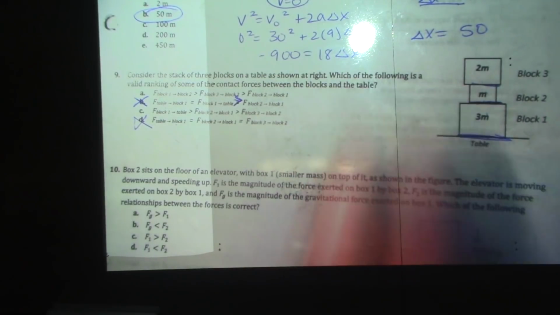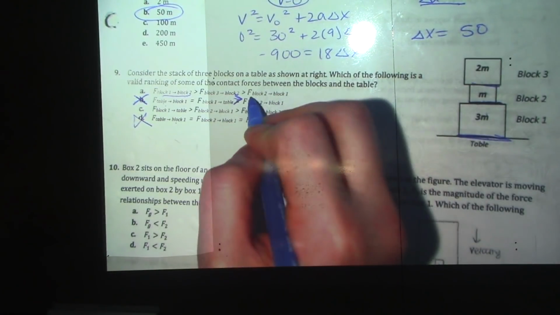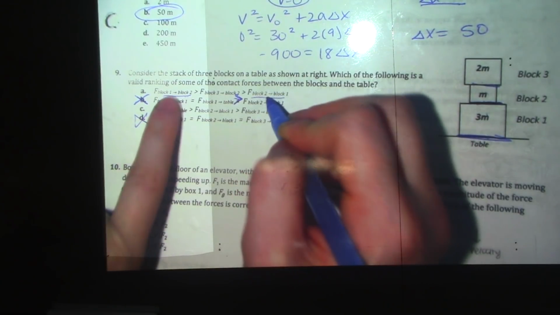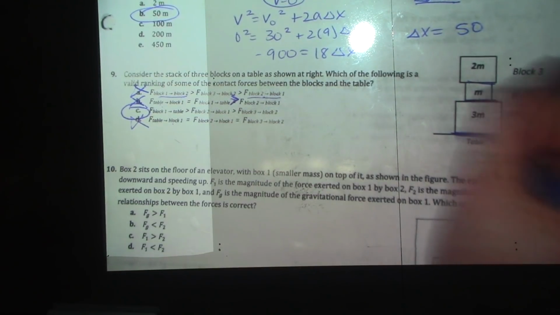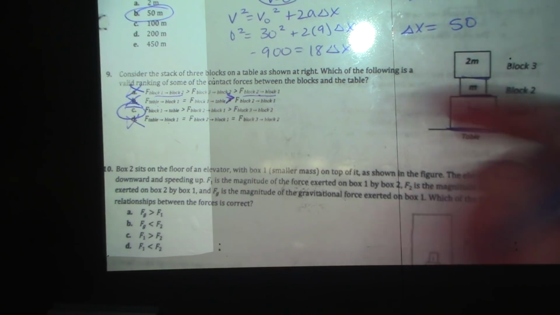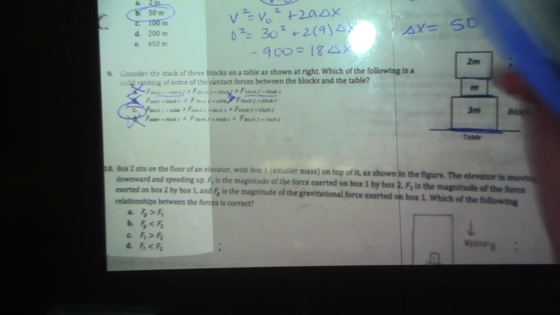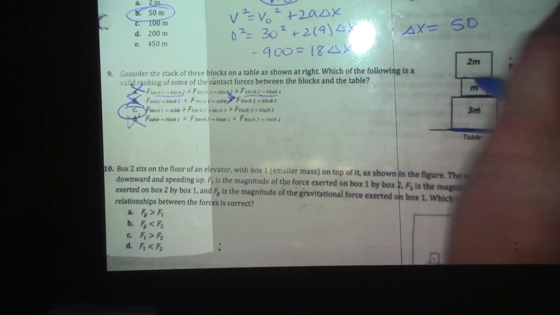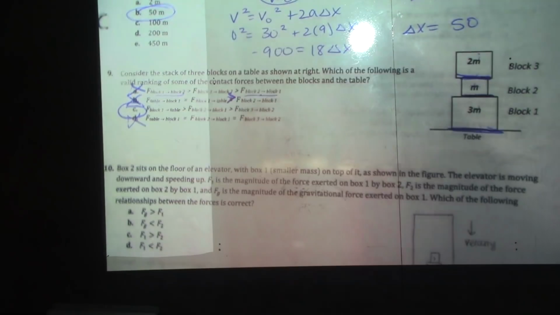We already said for B that they would not be equal. So now we're just going back and checking. Actually, A, there was something wrong. It says the force of block 1 on block 2 is greater than the force of block 2 on block 1. We know that those 2 would have to be equal because they're a pair, 2 on 1, 1 on 2. So that one is wrong, which means C is right. So let's double check. 1 on the table would be the greatest force because it's holding up all 3 blocks. And then 2 on 1 would be the next greatest force because this force pushing up is holding up these 2 blocks. And then 3 on 2 would be the least because it's only holding up 1m. You can think about it as this one is holding up 6m, this one's holding up 3m, this one's holding up 1m. So C would be the greatest.